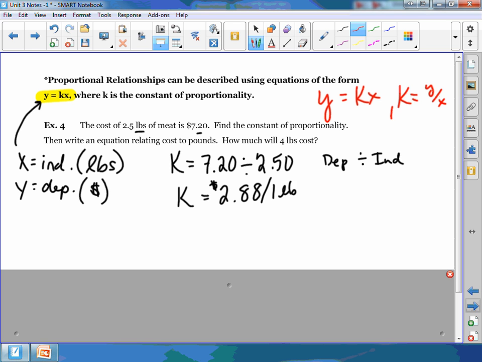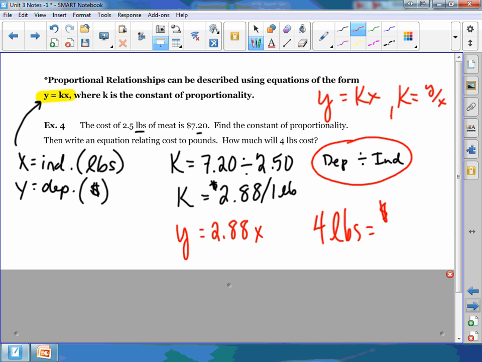That's the rule. So in order for you to find the constant of proportionality, you can always divide your dependent variable by your independent variable. And we just proved it here and on the other side. So your equation should have been y is equal to 2.88x. And then the question is, how much would 4 pounds cost? And your answer to that question would be what? Probably already figured this out. Maybe I'm wrong. Maybe not. Sarah, what do you have? Is that 1152? Okay. Good.